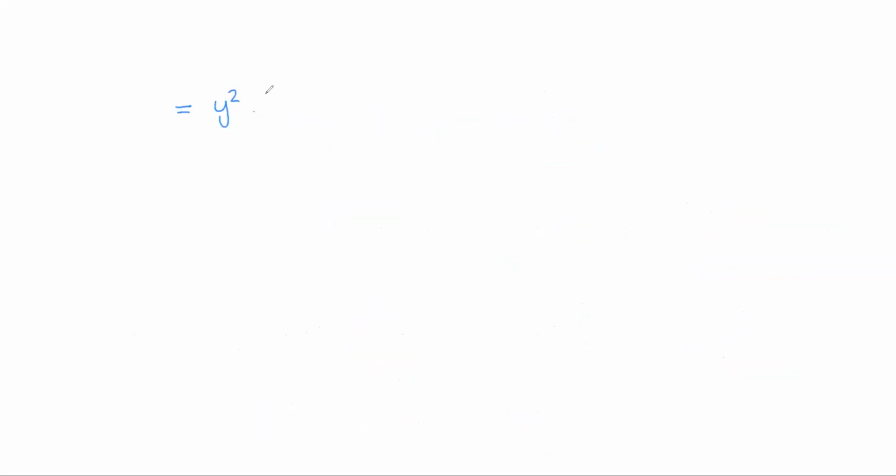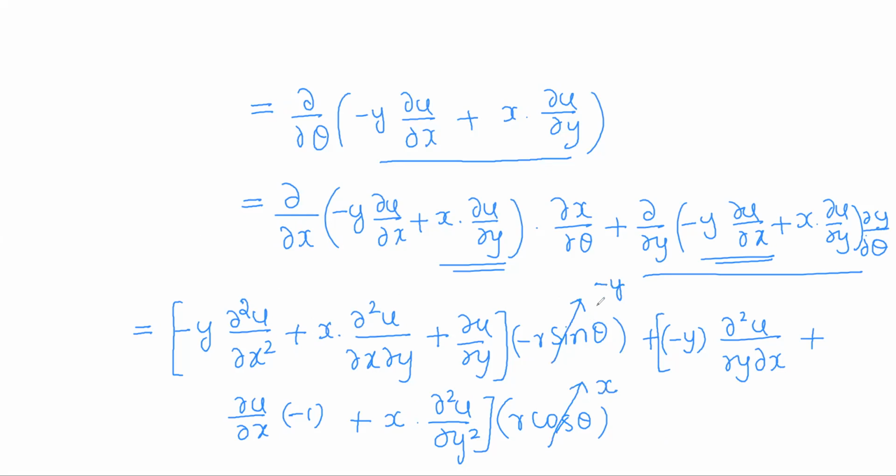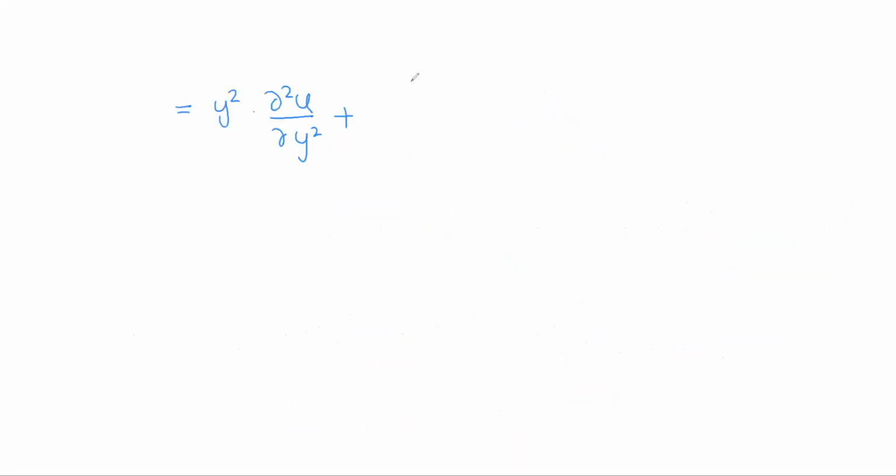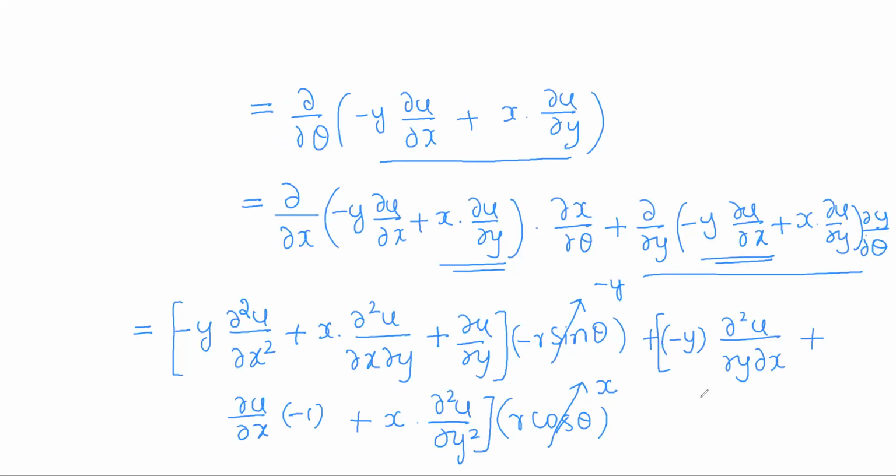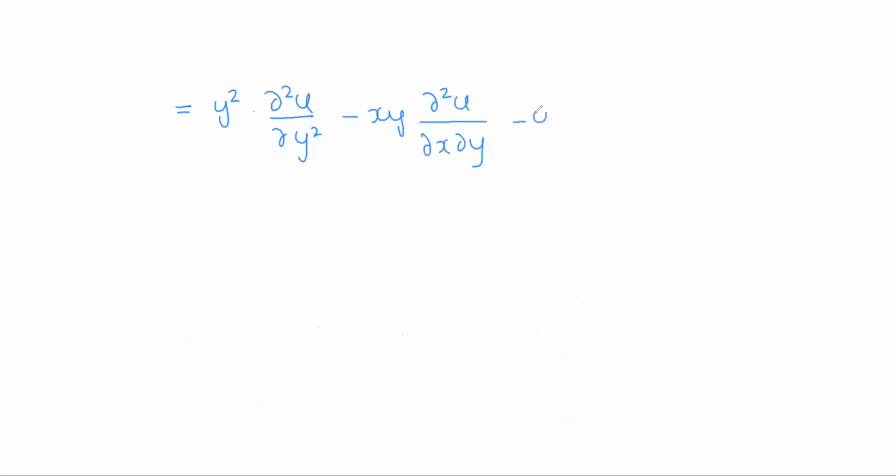y² ∂²u/∂y² plus minus y into this, minus xy ∂²u/∂x∂y, next minus y into ∂u/∂y. So this is one part.